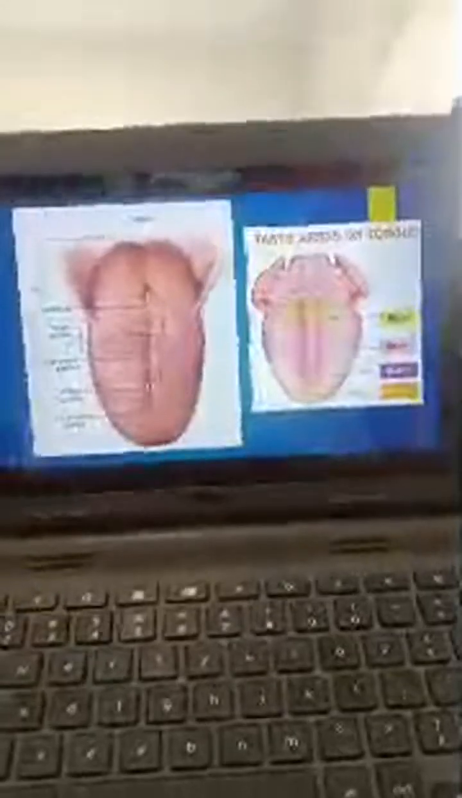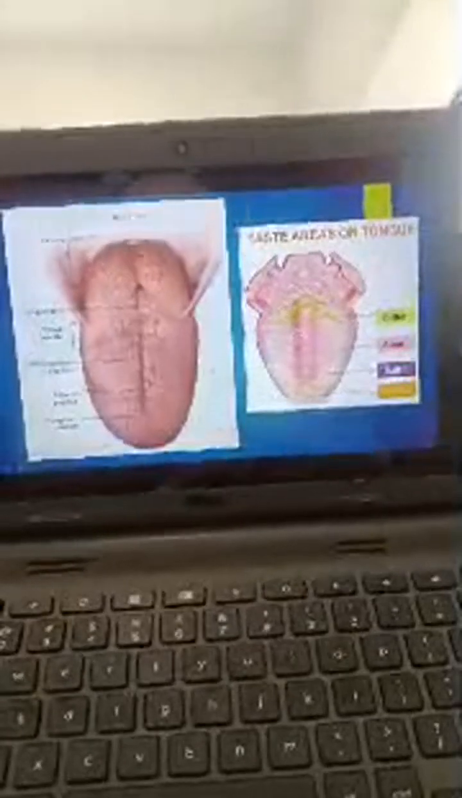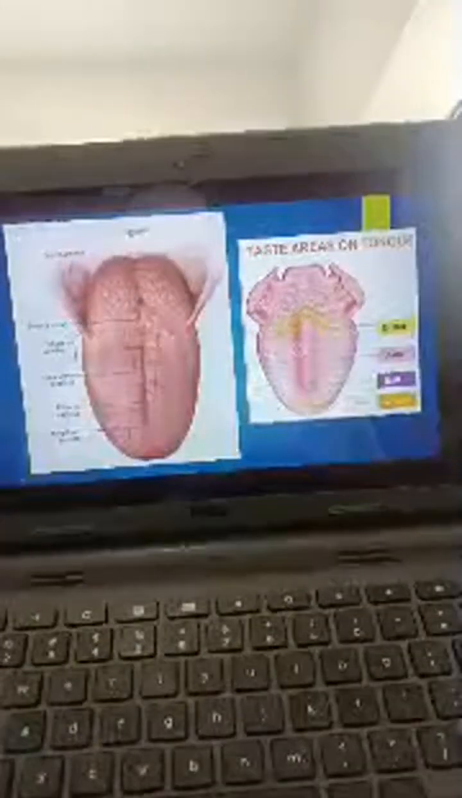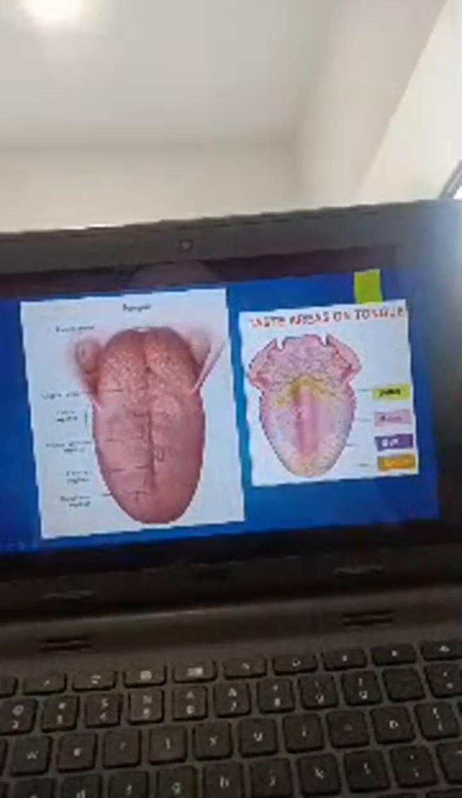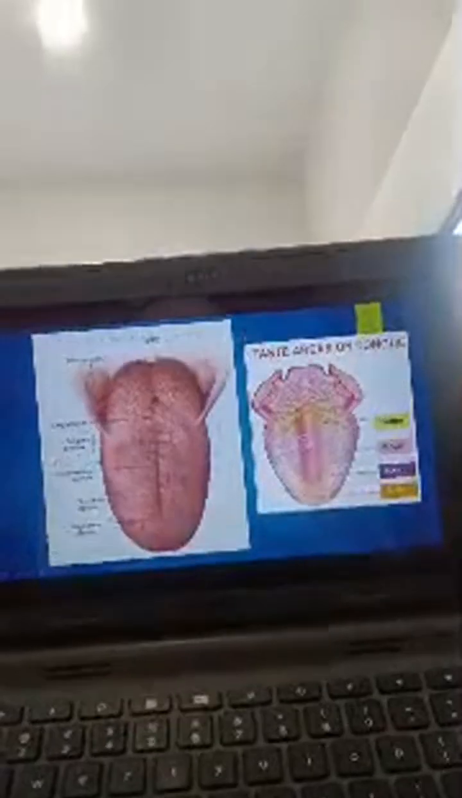In the middle of the tongue, you'll have some taste buds, but not as many. Most of the taste buds are going to be focused around the outer edges of the tongue and the back of the tongue. So again, you can taste things just by touching your tongue to it. You don't have to full-on lick something to taste it.